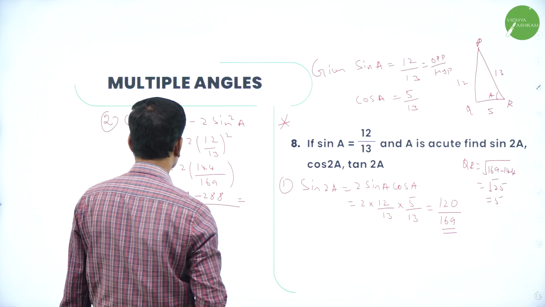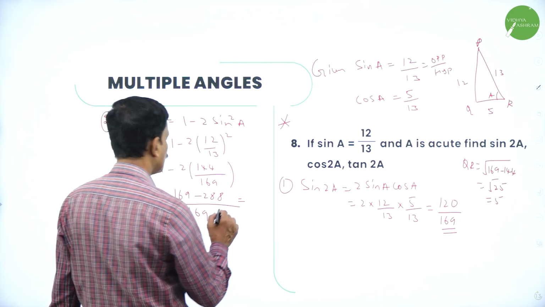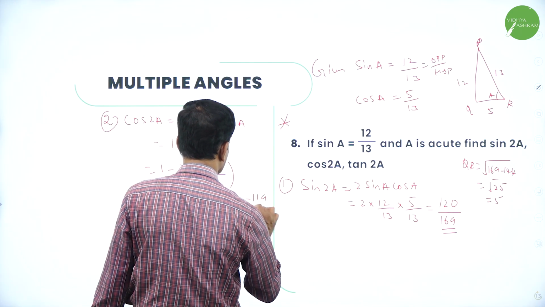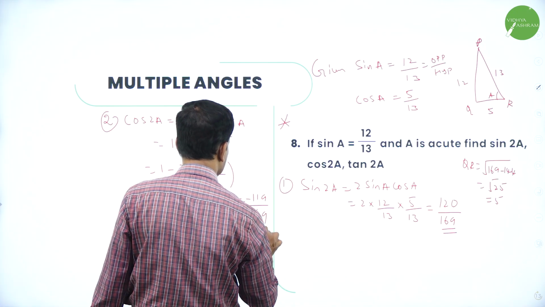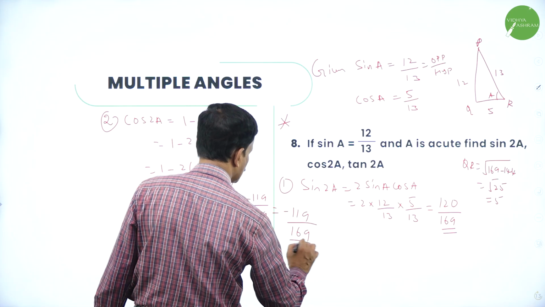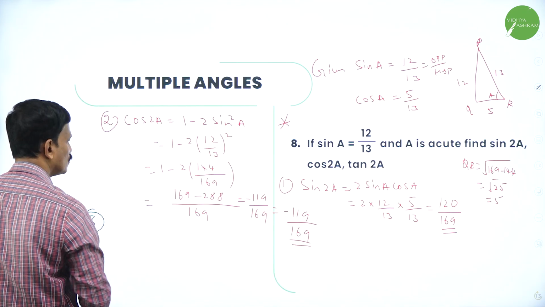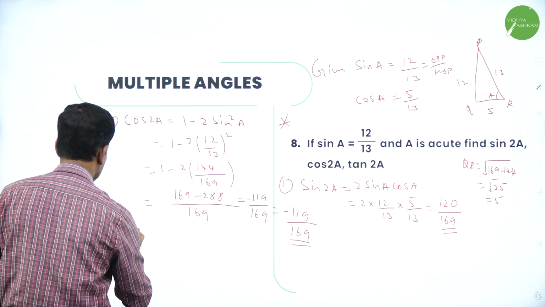So what is this equal to? 169 minus 288. So that's equal to minus 119 divided by 169. That is cos 2A. Move on to the third one. What is the third one? Tan 2A.